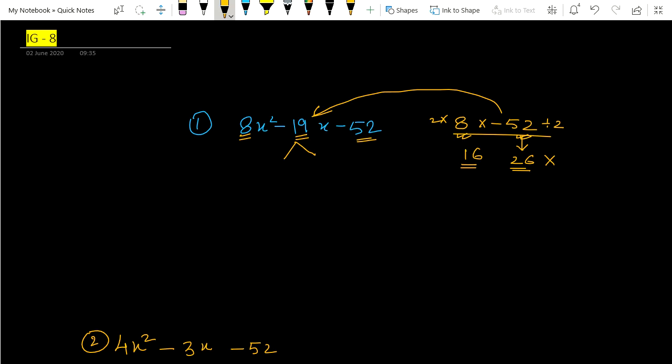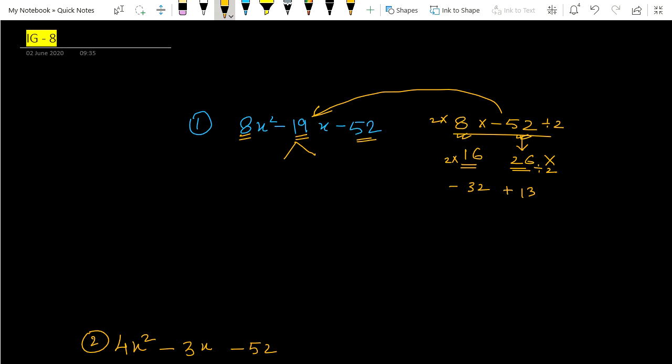So we can create another new pair. Now we are going to divide this 26 by 2, so we can create 13 here. If we divide this 26 by 2, we have to multiply this 16 by 2, so ultimately we can create 32 here. So this is a new pair. By this new pair, is it possible to create 19? Of course it is possible, if we put a minus sign in front of 32 and a plus sign in front of 13. So we can create minus 19 with the help of minus 32 and plus 13.